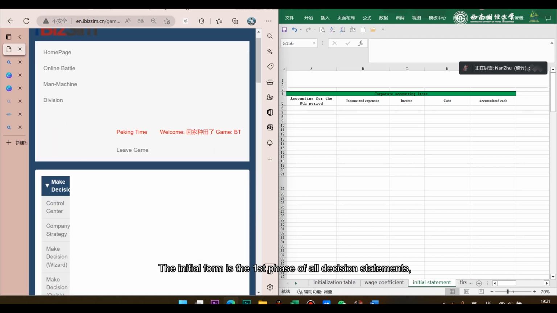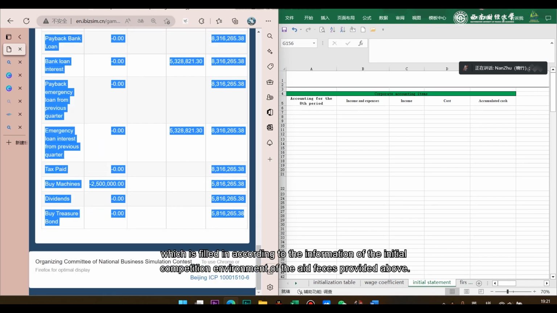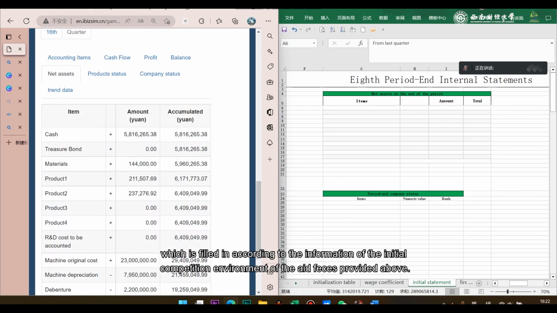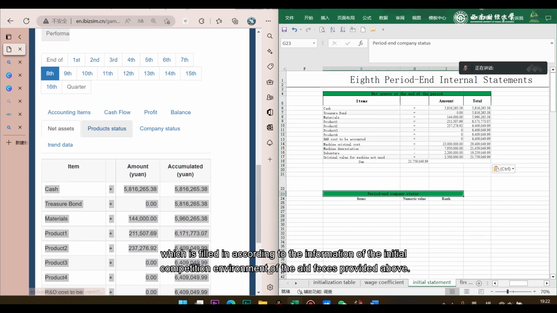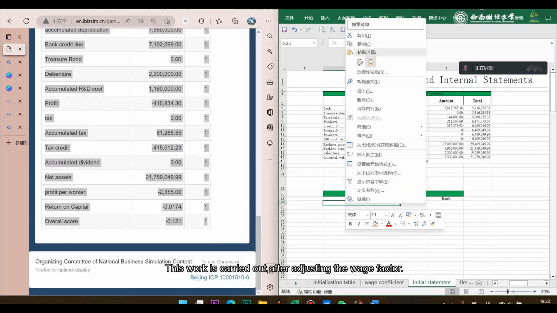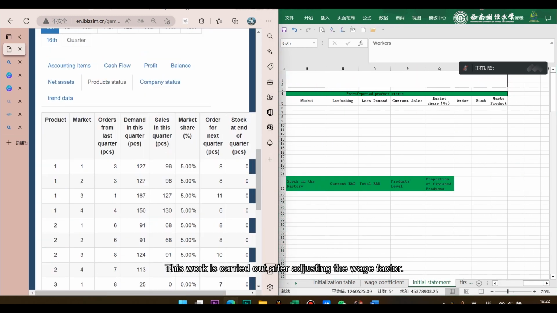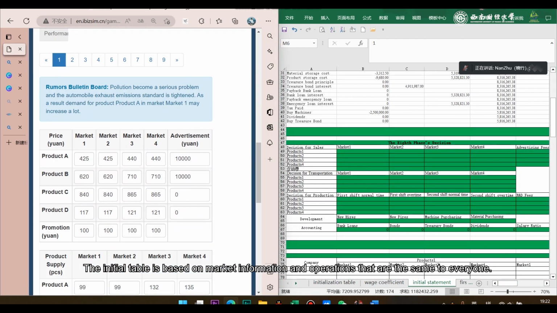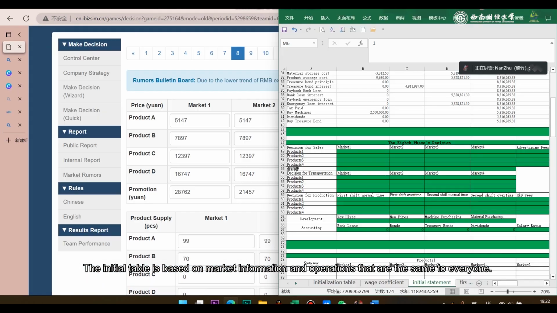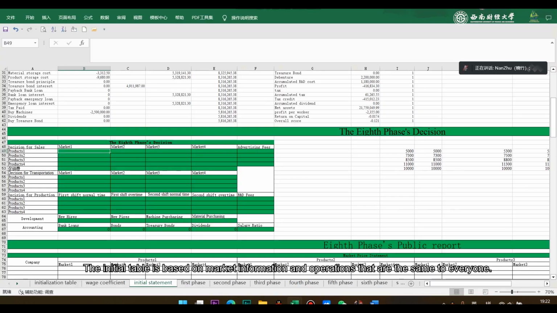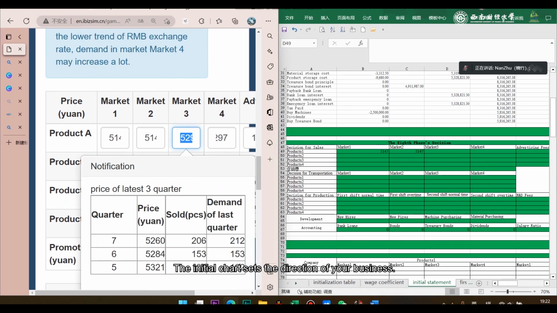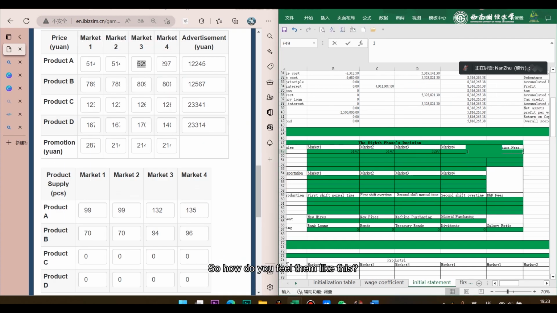The initial form is the first phase of all decision statements, which is filled in according to the information of the initial competition environment of the 8 phases provided above. This work is carried out after adjusting the wage factor. The initial table is based on market information and operations that are the same to everyone. The initial chart sets the direction of your business.